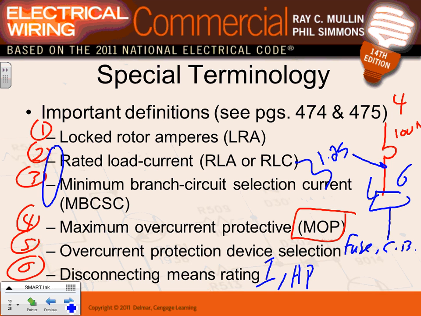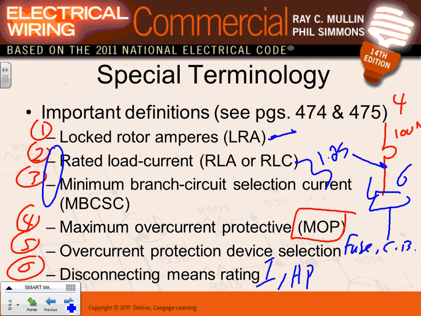Locked rotor current, that's if your system is to stop. That is the largest amount of current that your system is going to draw if the rotor is to be locked. Hold it, unlock it, and that's the largest. It's inrush, basically your inrush current. Your inrush current, locked rotor current, the largest amount of current that the system will pull if the compressor is not to work. It's stalled.